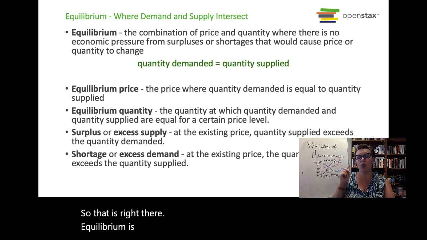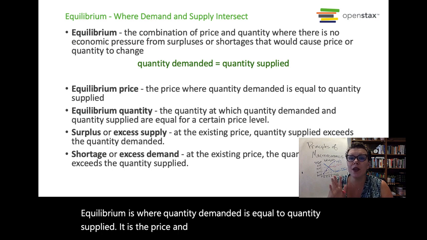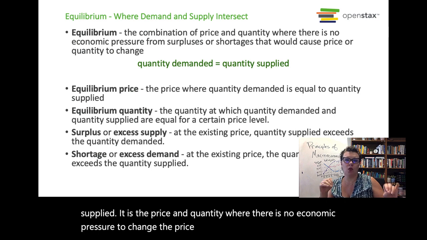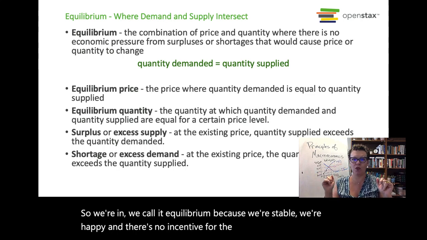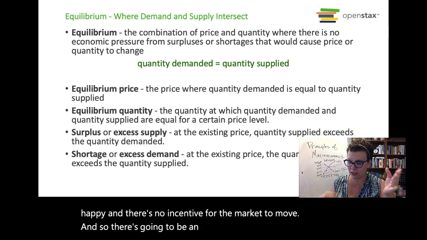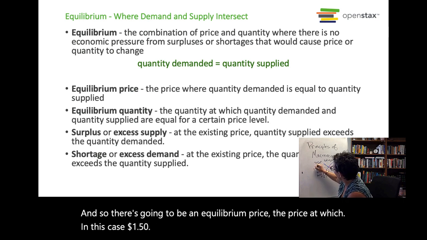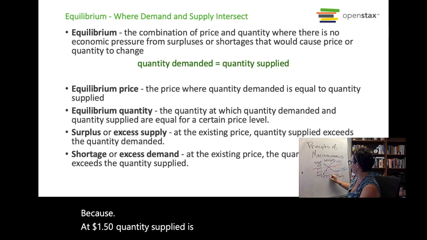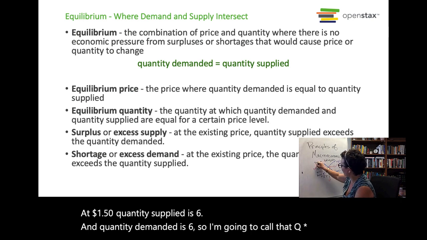Equilibrium is where quantity demanded is equal to quantity supplied. It is the price and quantity where there is no economic pressure to change the price or the quantity. So we call it equilibrium because we're stable, we're happy, and there's no incentive for the market to move. And so there's going to be an equilibrium price, the price at which, in this case, $1.50, because at $1.50, quantity supplied is 6 and quantity demanded is 6.